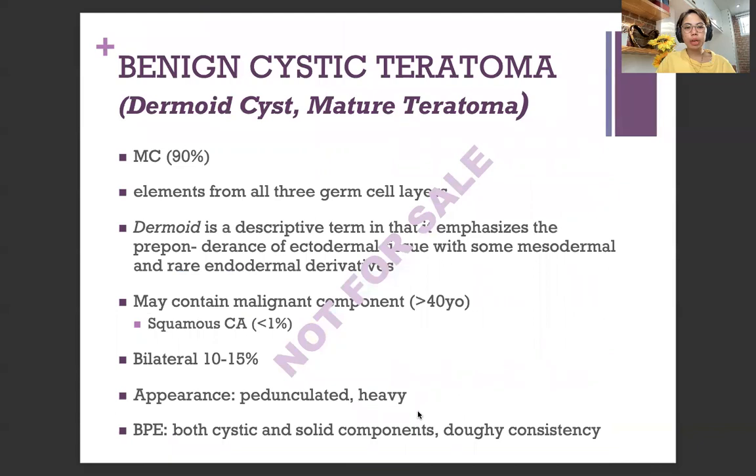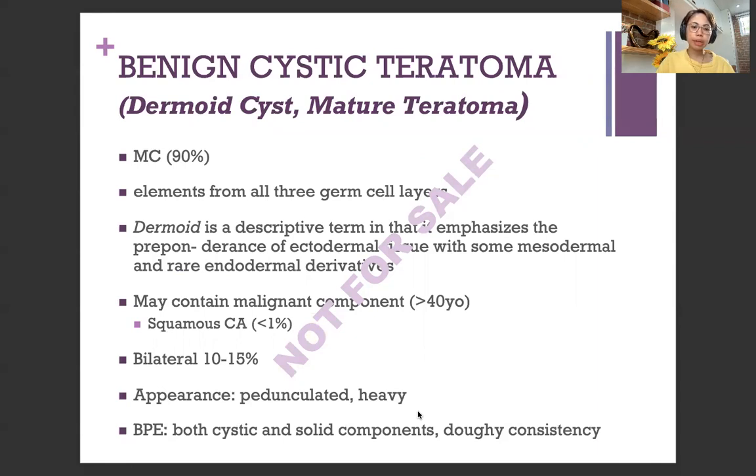Benign cystic teratoma, dermoid cyst, or mature teratoma, origin germ cell. Okay, most common, 90%. Elements from the 3 germ layers are appreciated. Dermoid is a descriptive term that emphasizes the preponderance of ectodermal tissues with some mesodermal and rare endodermal derivatives. Unfortunately, this may contain malignant components, especially among older population.